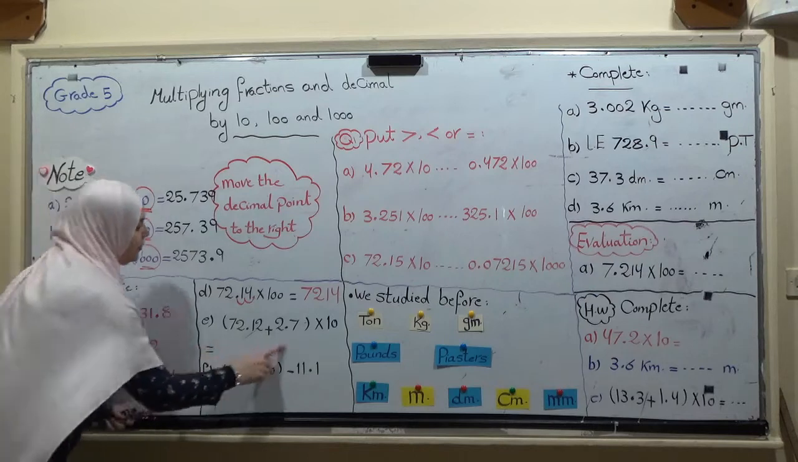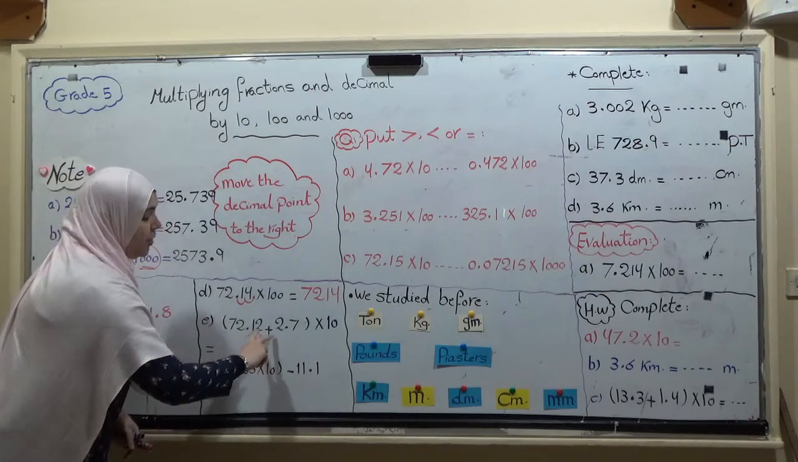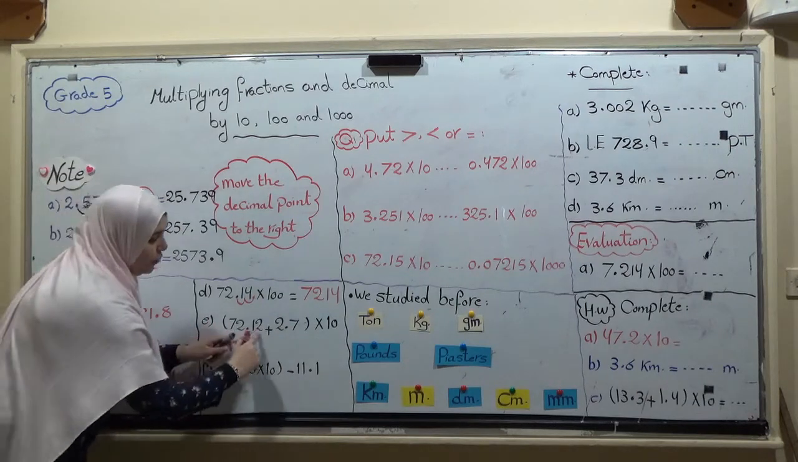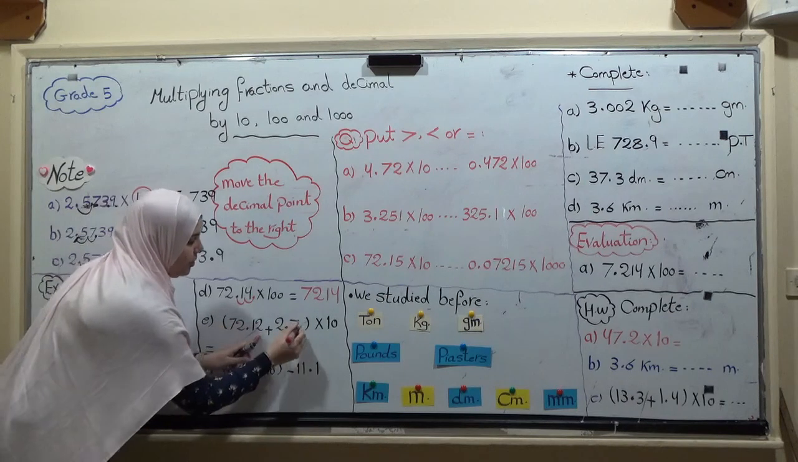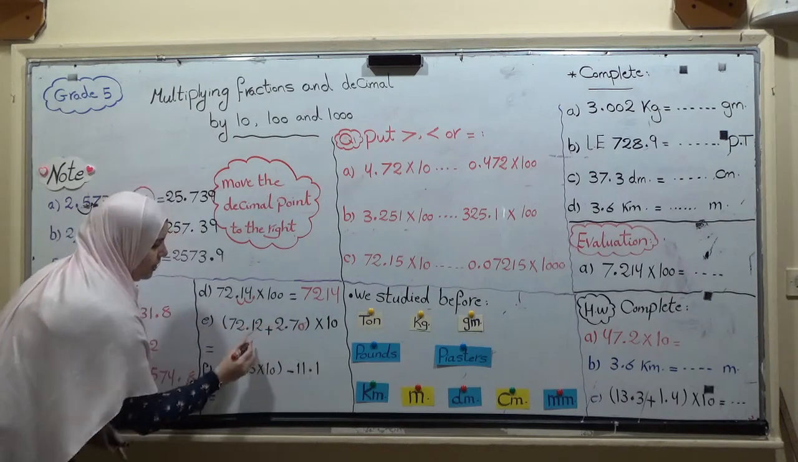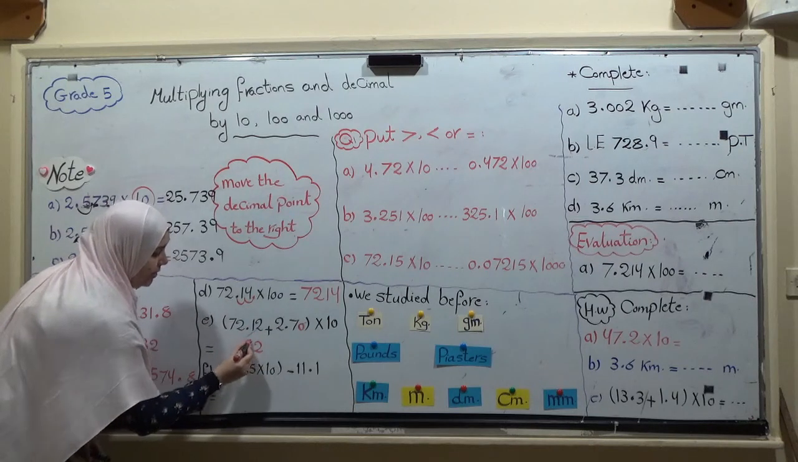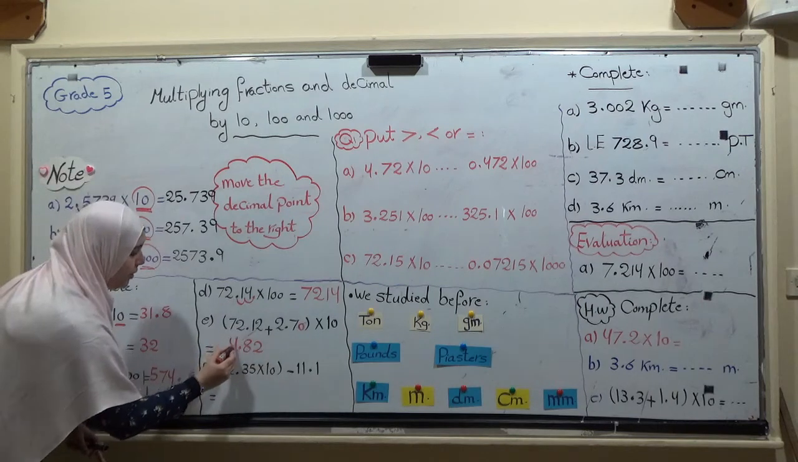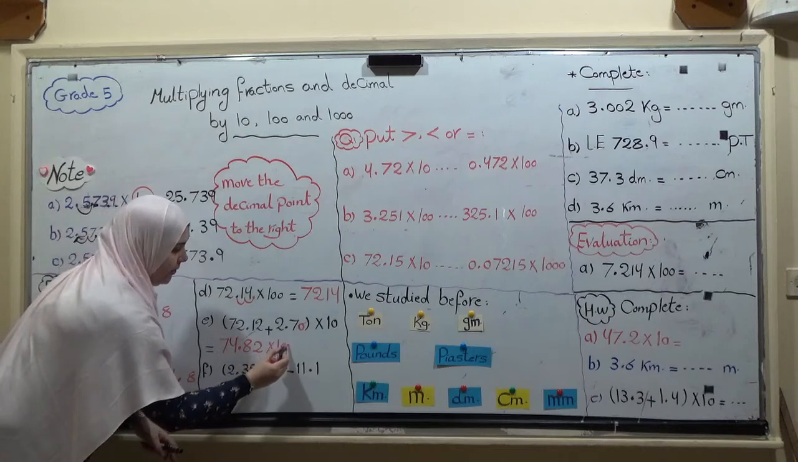In this example, 72.12 plus 2.7 multiplied by 10. How can I find this result? First step, add the two decimal numbers, then multiply the result by 10. 2 plus, I don't have hundreds, so put 0. 2 plus 0 equal 2. 1 plus 7 equal 8. Put the decimal point. 2 plus 2 equal 4. Put 7. Multiply 10.